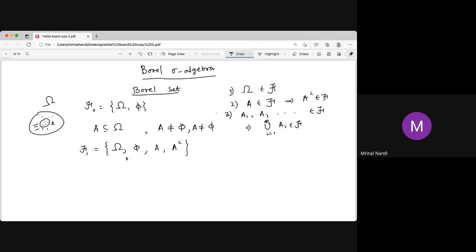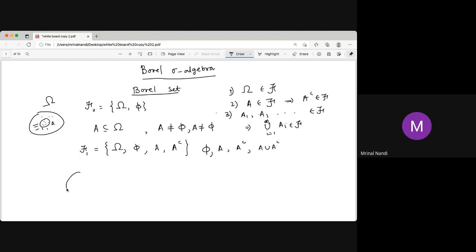Now how can we construct that? We construct it like this. If you take A and A complement, now we have to take the union of these two. This is called a sort of atomic structure. A is the atom, and if you take A and A complement and their union, which is actually omega, the whole universal set. And if you don't take any, then it is actually the phi set. So four sets are there.